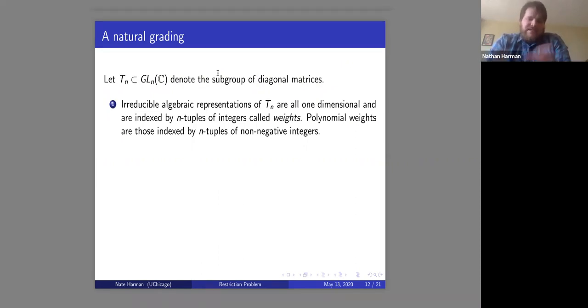What am I saying explicitly here? If I have a diagonal matrix with entries x_1, x_2 up to x_n, and an n-tuple a_1, a_2, a_3 up to a_n, then the irreducible representation of a given weight is just where your matrix acts by x_1 to the a_1, x_2 to the a_2, x_3 to the a_3, and so on. So it's a convenient and very simple group, and it has representations that are very easy to understand.